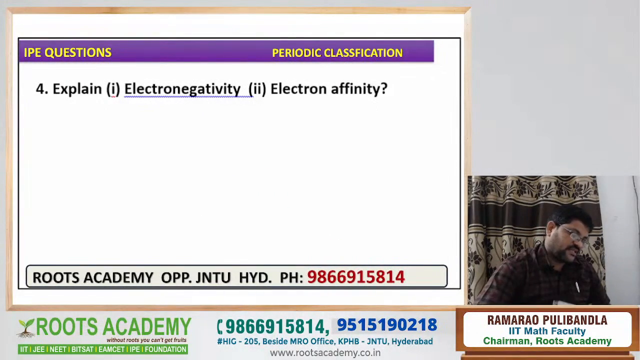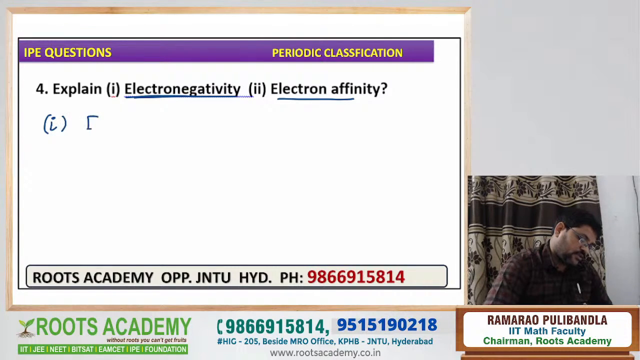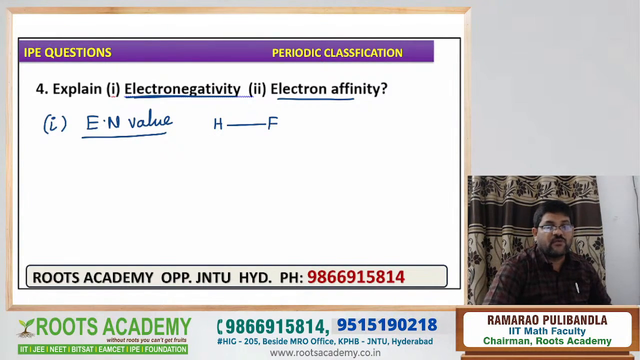Simple. And the next one: explain electronegativity and electron affinity. Simple statement. First of all, how do you define electronegativity value? Electronegativity value is defined like this: for example, take a bonded molecule. HF is a bonded molecule. The EN value of hydrogen is 2.1, and the EN value of fluorine is 4.0. Now, how do you define electronegativity?